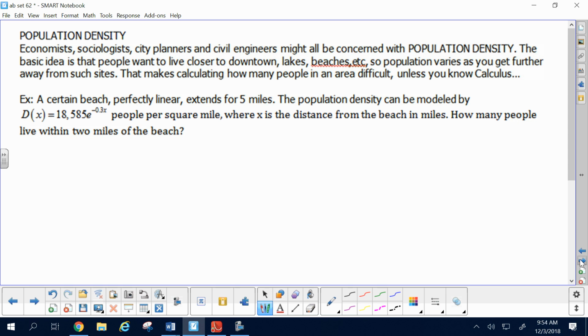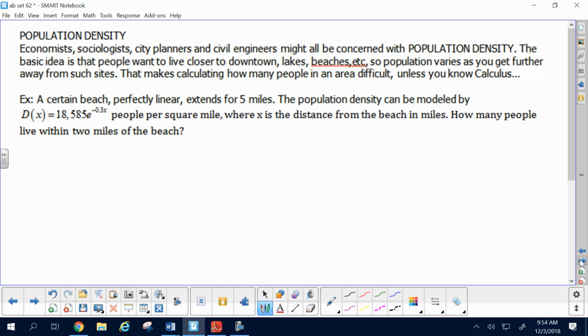The basic idea is that there's usually a part of the city that people want to live around, whether it be downtown, because that's where their job is, or lakes, or beaches, mountains. And because of that, density varies over a place. Now that makes it hard to talk about how many people live in a certain place without just straight up counting. You'll then often use calculus to talk about how many people live in an area by using population density, all right? We'll give you a couple examples. We'll do one together and you'll try one.